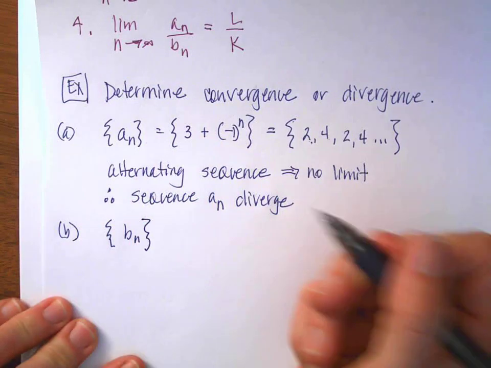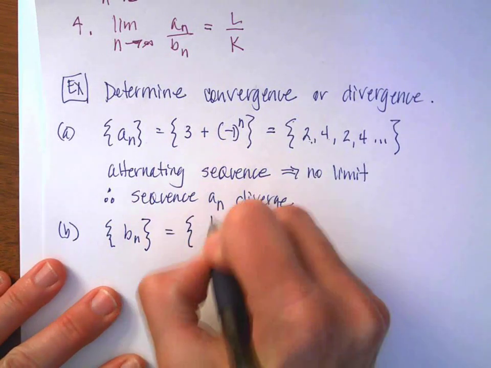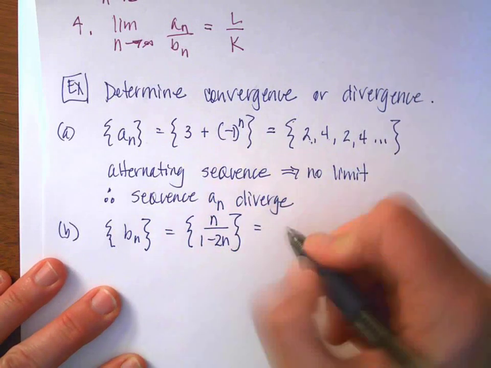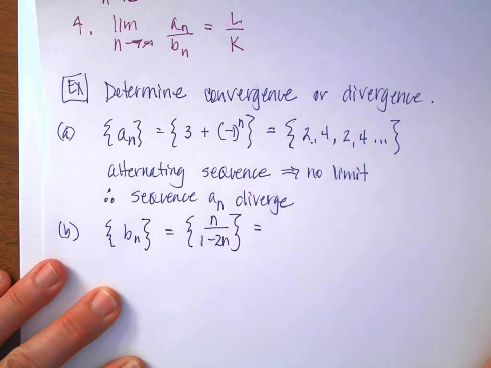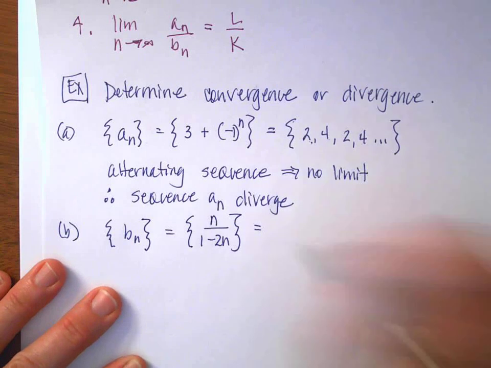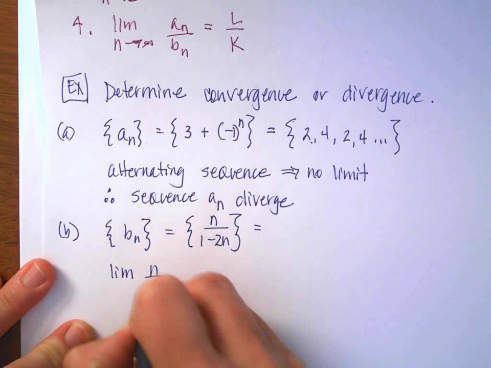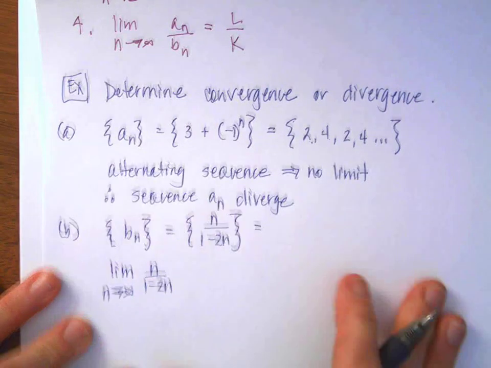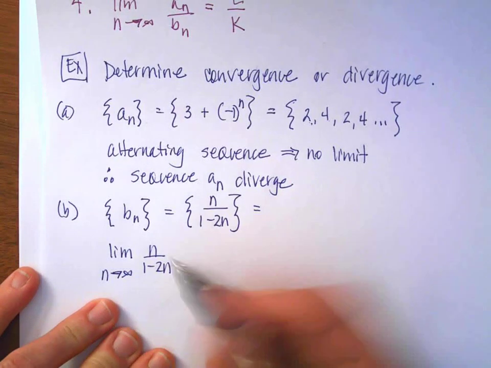b sub n. My brackets tend to get worse as time goes on. Then this rule is going to be n divided by 1 minus 2n. And if I generate a few terms of this particular sequence, it would be difficult to tell. So instead of generating the terms, I'm going to take the limit. So I want to do the limit of n over 1 minus 2n as n approaches infinity. And we remember how to take limits.